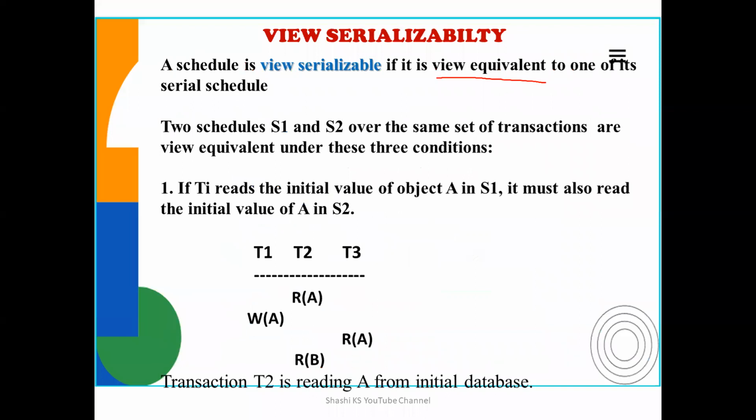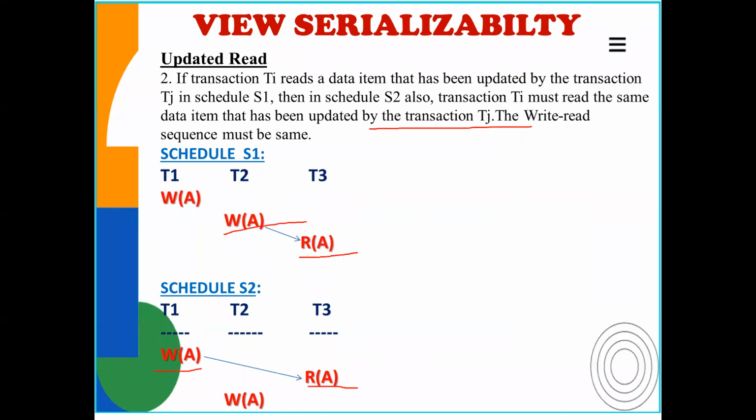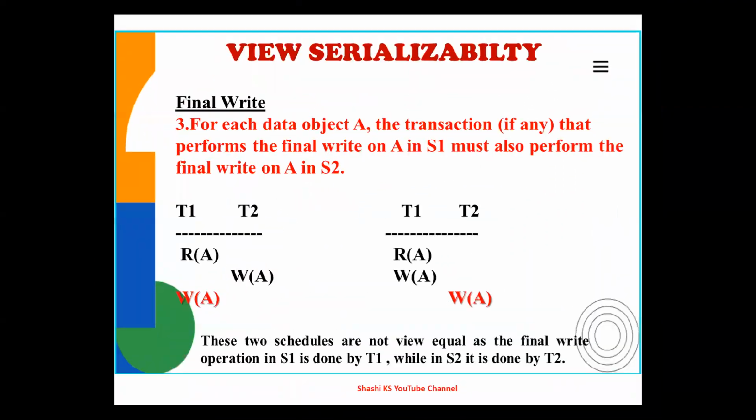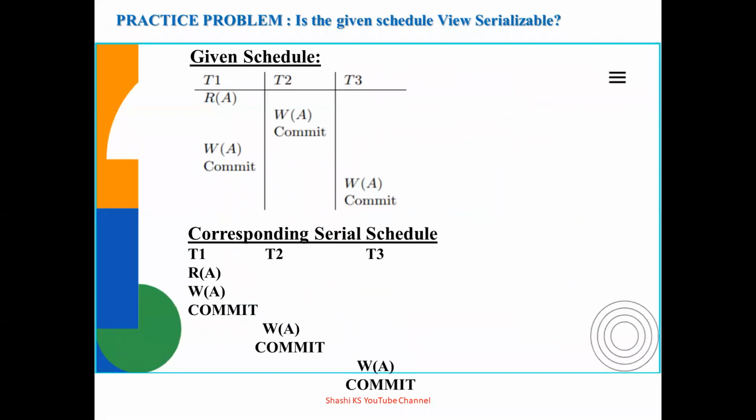If I have to say that a particular schedule is view serializable, then it has to be view equivalent to one of its serial schedules. To prove view equivalence, I have to satisfy three conditions. One is called initial read. The other is called updated read, where the write read sequence has to be the same in both the schedules. And the third is called final write. Now let's see it with two examples.